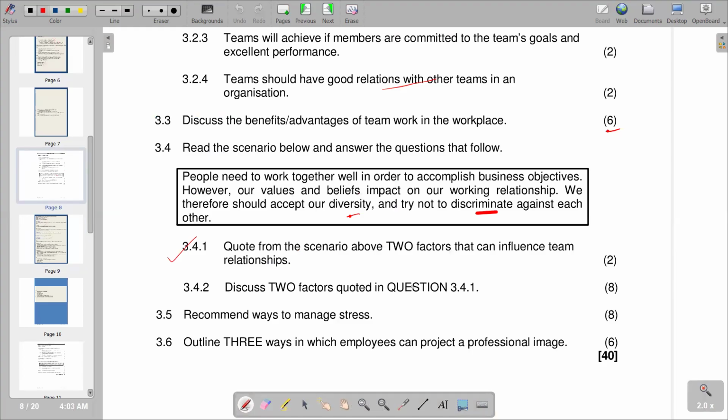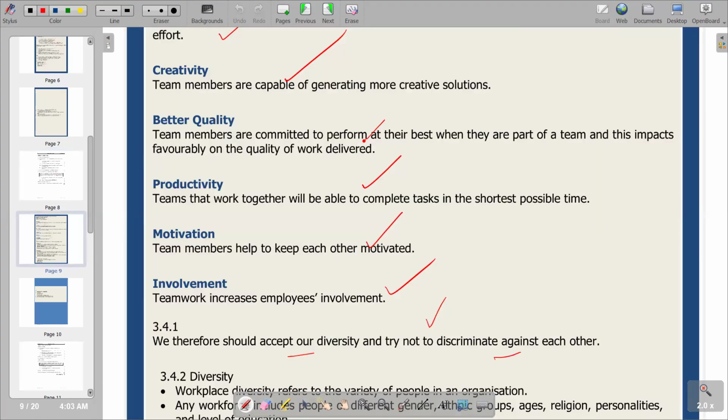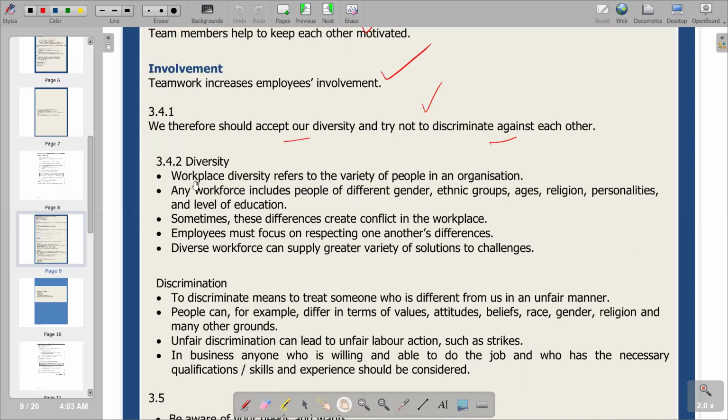We go to 3.4.2, discuss 2 factors spotted in question 3.4.1. So the 2 factors obviously are diversity and discrimination. Those are the factors that we want to look at. So let's see our explanation according to diversity and discrimination. On diversity, we are saying workplace diversity refers to the variety of people in an organization. What are the variety of people that we have in the organization? We are going to have different people with, for example, different qualifications, different capabilities, different skills. So basically, that's diversity that we are talking about.